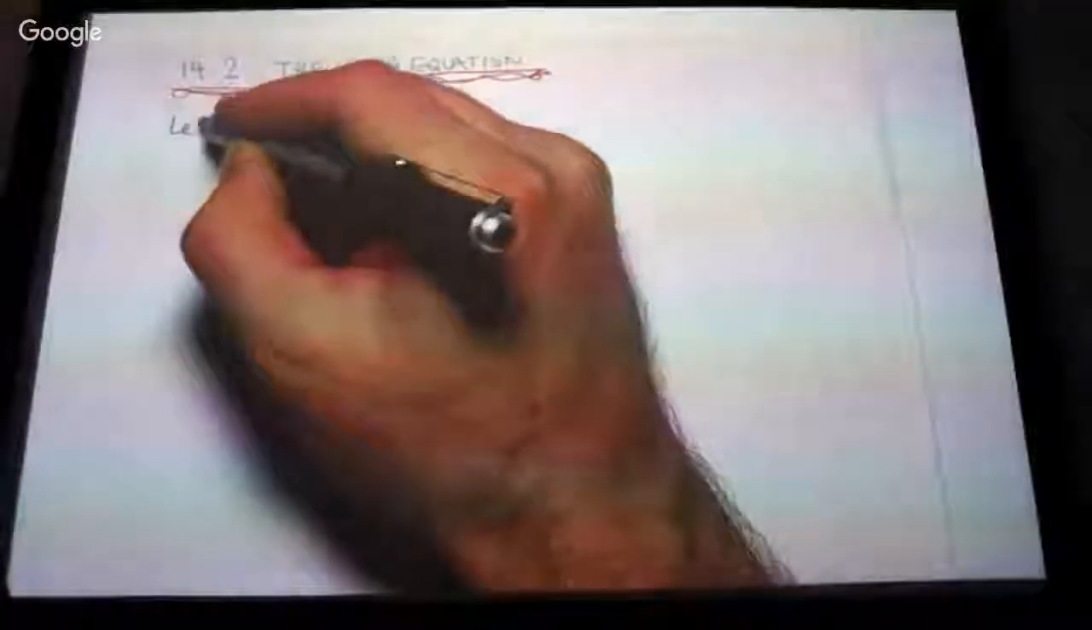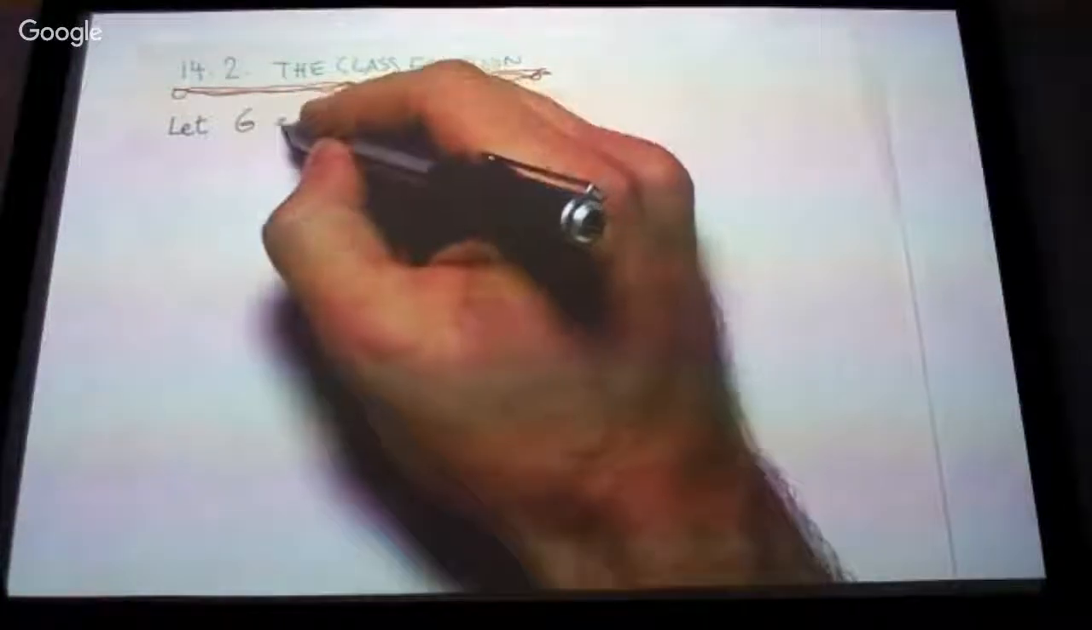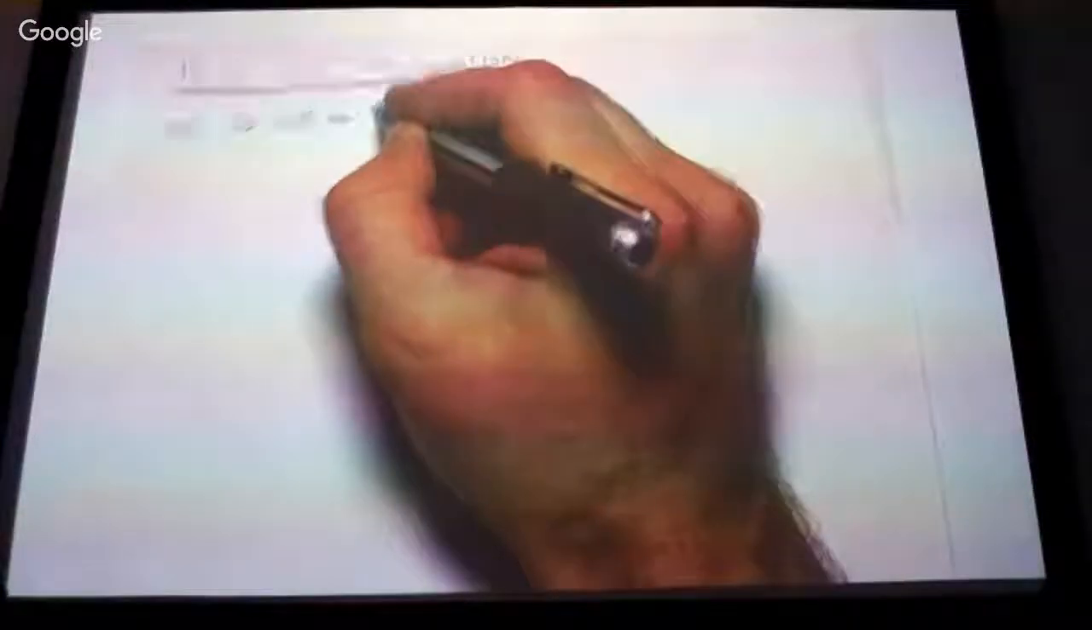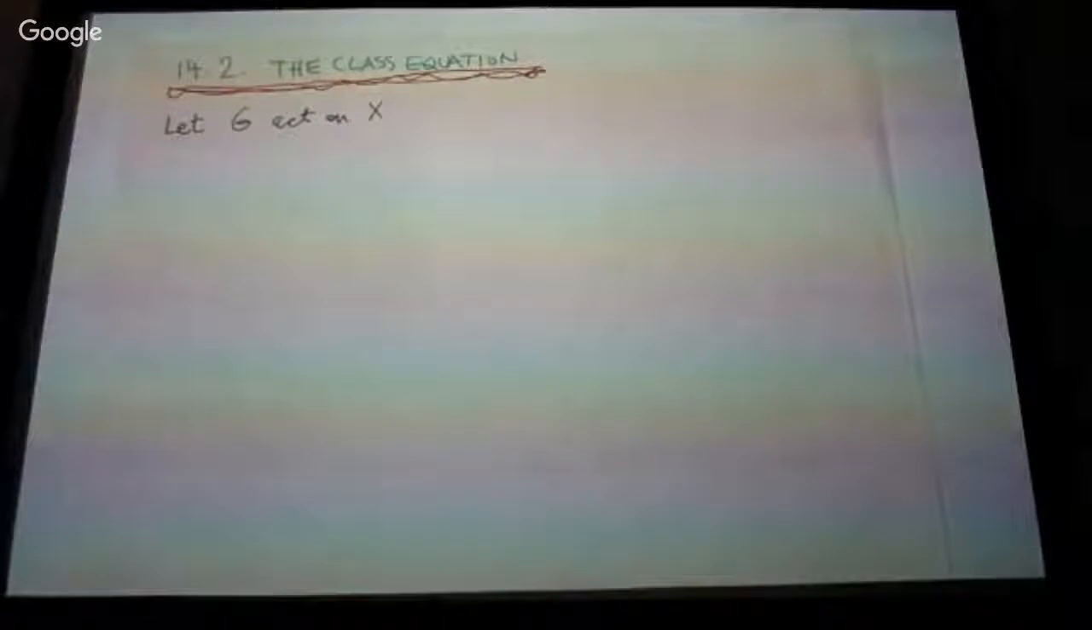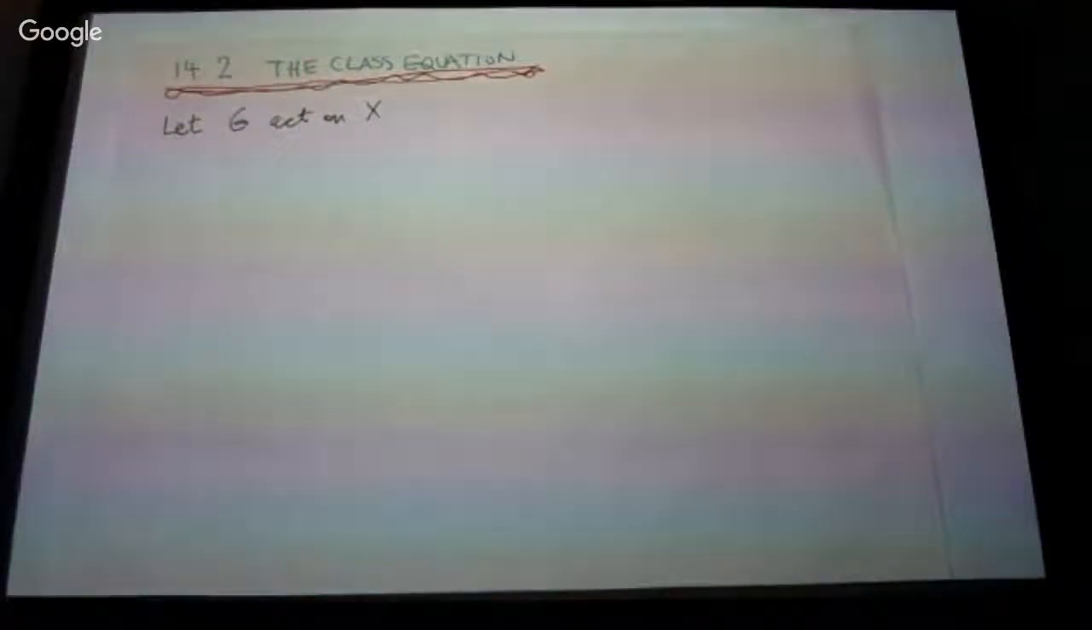Okay, what is the class equation? Let G act on X. We always start by G acting on X. Is this an example or a definition? It's a section name, at the top of the page. So it's not really much of anything.